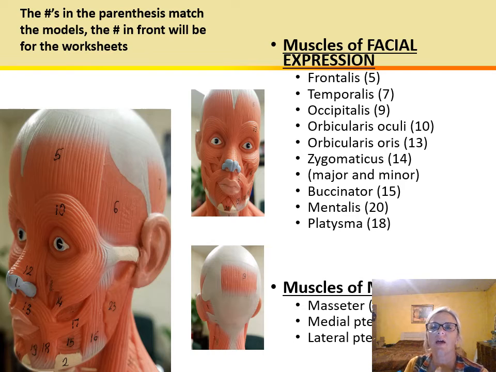All right, so here we have the muscles of facial expression. You would never believe how many muscles we have in our face just to give us expressions.